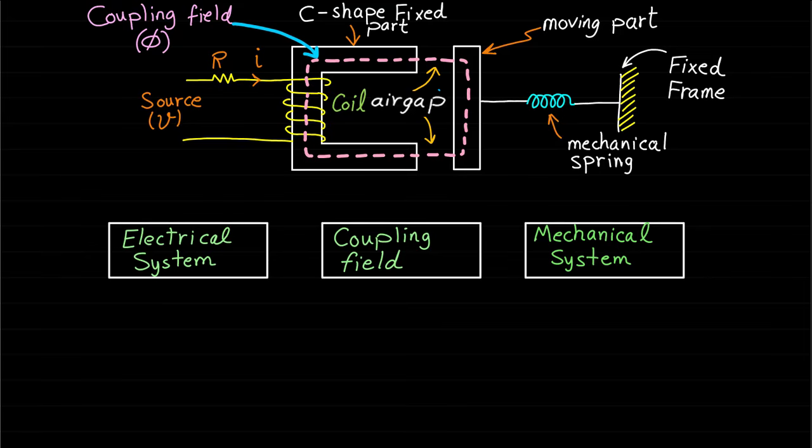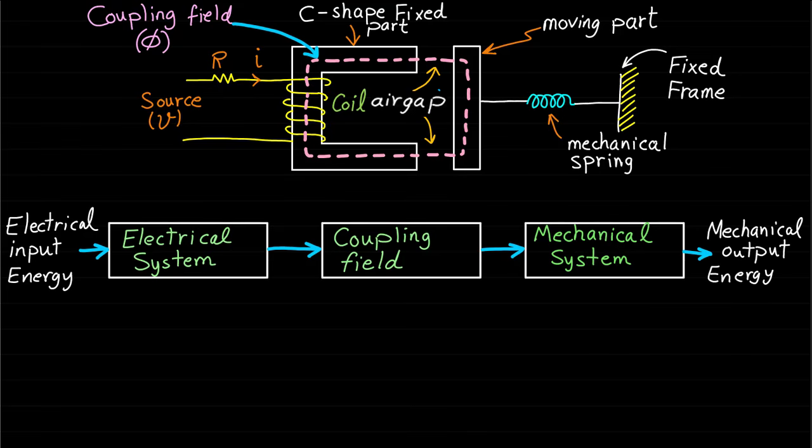So the electrical input energy will enter the electrical system and then the magnetic coupling field, where some of this energy will be transferred to mechanical energy and the rest will be stored as magnetic field energy. It is very clear that the energy direction is transferred from the electrical input energy to mechanical output energy. Note that the direction of this energy conversion process can also be operated in reverse.